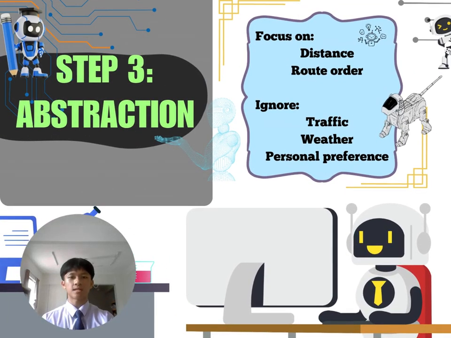Next is abstraction, which involves focusing only on important information while ignoring irrelevant details. In this case, I focus only on distance and route order because these are the key factors needed to solve the problem. At the same time, I ignore factors such as traffic conditions, weather, and personal preference as they are not relevant to this mathematical model. Abstraction helps simplify the problem and allows us to concentrate on the essential elements, making the solution process clearer and more effective.